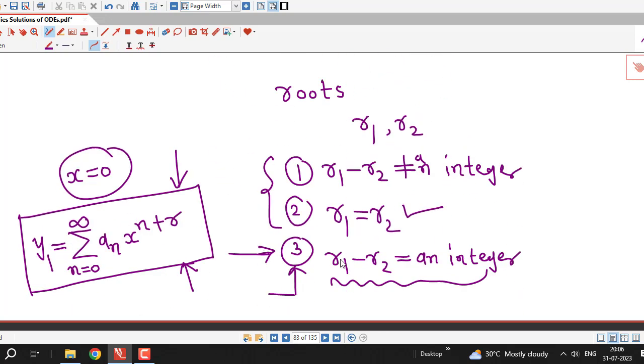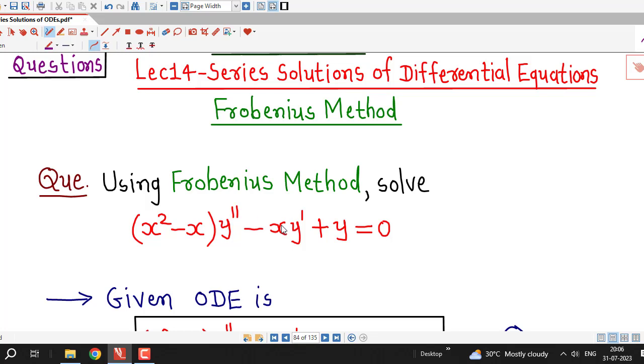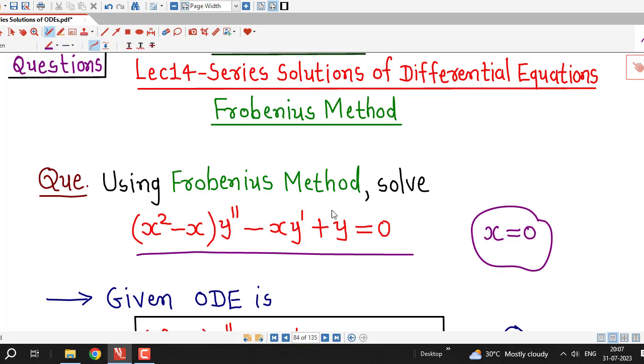So first we try to show that x equal to 0 is a regular singular point of this differential equation. Here it is not specified about which point we have to decide the series solution, but we are considering series solutions near x equal to 0 only in our course. So here also we will first show that x equal to 0 is a regular singular point of this equation, and then we will apply the Frobenius method to obtain its solution.